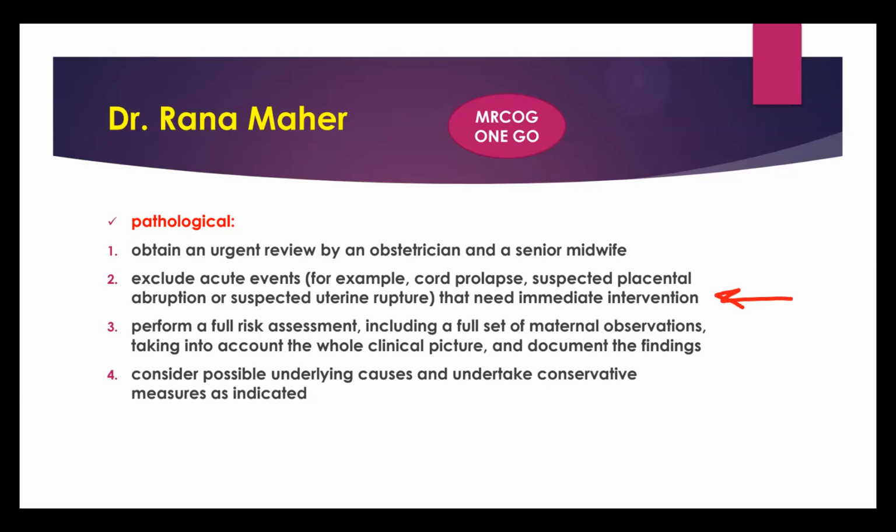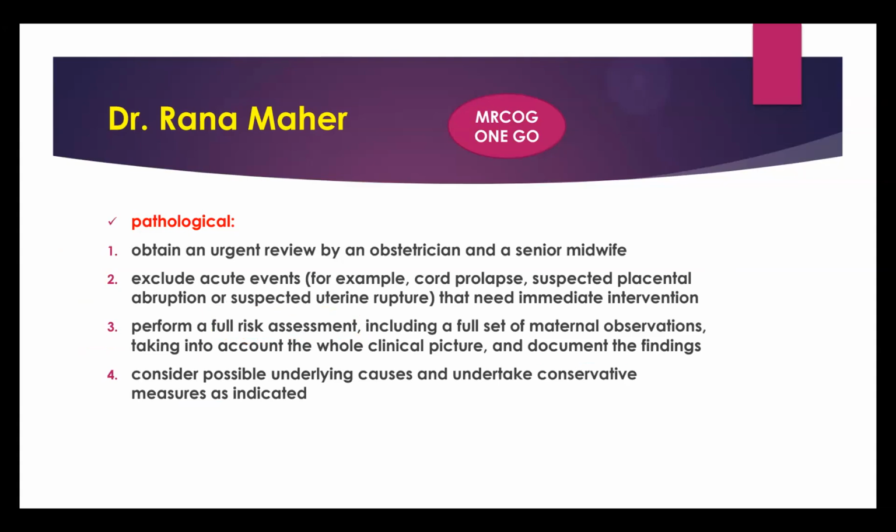Perform a full risk assessment and document everything. So as you see in the normal, suspicious, pathological, full risk assessment in all patients and document everything. Consider possible underlying causes and undertake conservative measures as indicated. So we will obtain urgent review, then exclude acute events. If no acute events, we will perform full risk assessment, document everything, consider underlying causes and undertake conservative measures. And for sure, we will consider here fetal blood sampling. Okay, just to check.